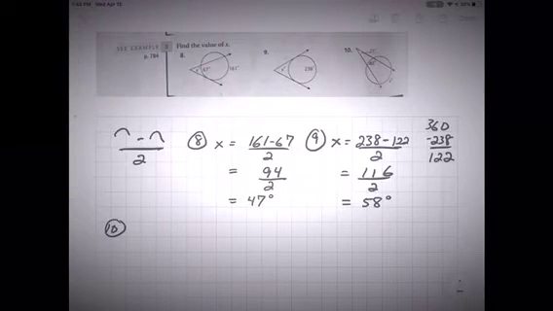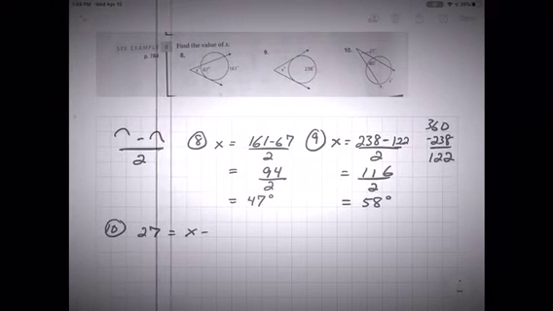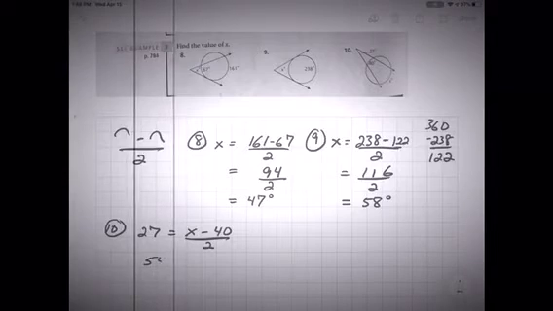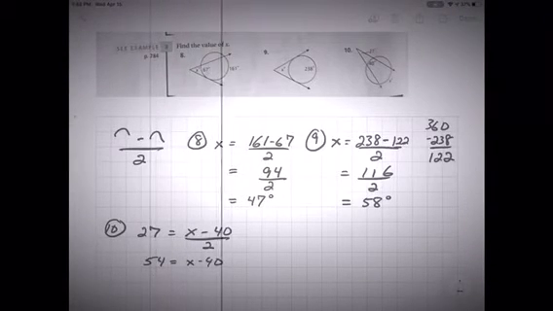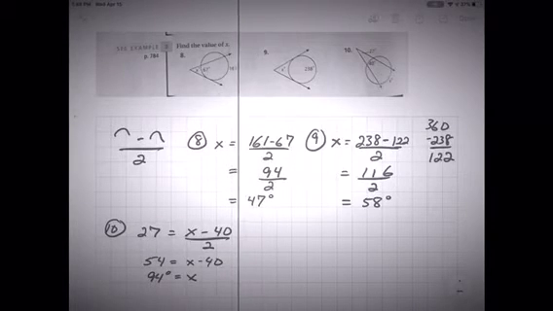Number 10, this time they gave us the angle, so we'll put that in, 27, and that equals arc minus arc divided by 2. So x minus 40 divided by 2. So we'll just multiply times 2 both sides to get rid of that divided by 2. So 54 is equal to x minus 40, and we'll add 40. And that's going to give us 94 for our angle. Let's see another clip.